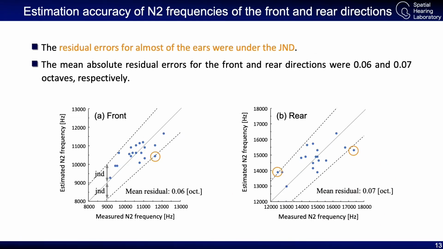These figures show the relation between estimated and measured N2 frequencies for the front and rear directions. The abscissa is a measured N2 frequency, and ordinate is the estimated N2 frequency. The residual errors for almost of the years were under the JND. However, the residual errors for 1 and 2 years among 20 years exceeded the JND for the front and rear directions respectively. The mean absolute residual errors for the front and rear directions were 0.06 and 0.07 octaves respectively.